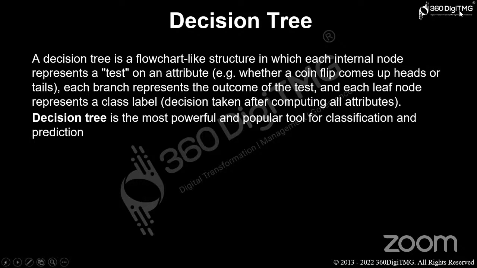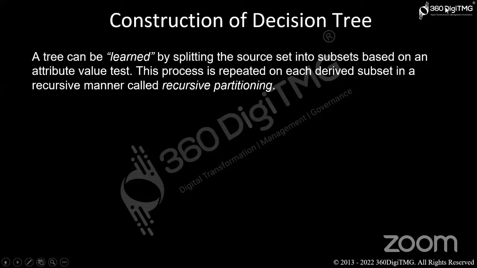These are the terms that you should be aware of. Construction of a decision tree: a tree can be learned by splitting the source set into subsets based on an attribute value test, as we discussed previously. This process is recursive in nature. It is repeated on each derived subset in a recursive manner, called recursive partitioning.